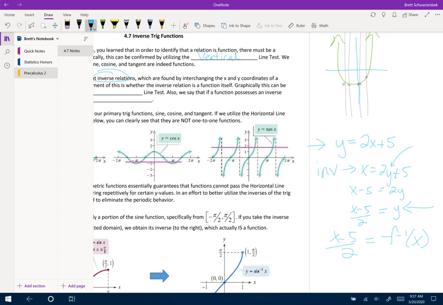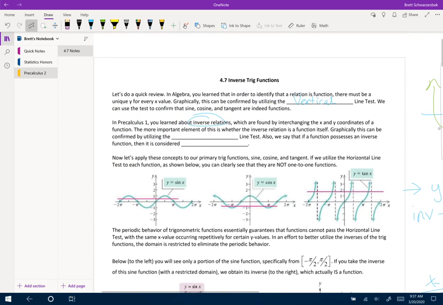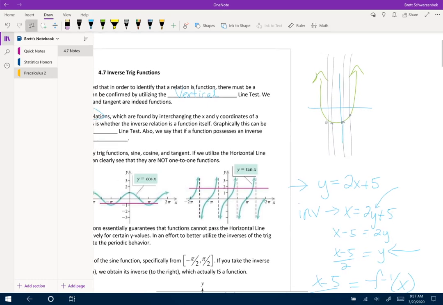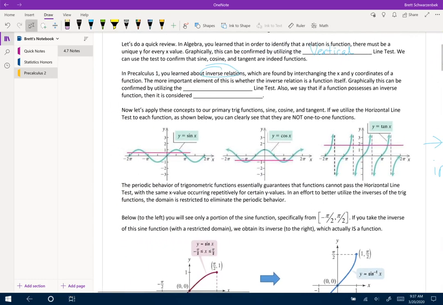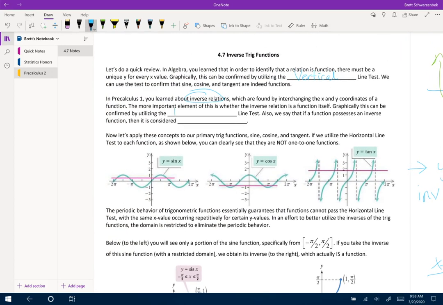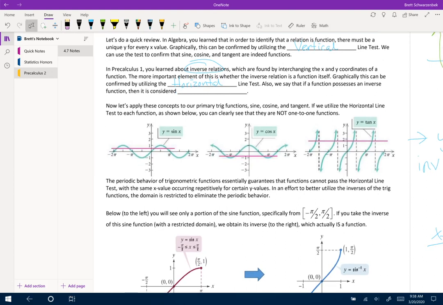It's essentially swapping variables. So returning to our lesson here, the more important element of this is whether the inverse relation is a function itself. So over here, we determine both of these are linear, so it's a function itself. But it's not always that easy. So it says graphically, this can be confirmed by using the horizontal line test. Okay, the horizontal line test was used to determine if a function's inverse is also a function. Okay, we also had a name for this. If the function's inverse was also a function, we would call it 1-to-1.